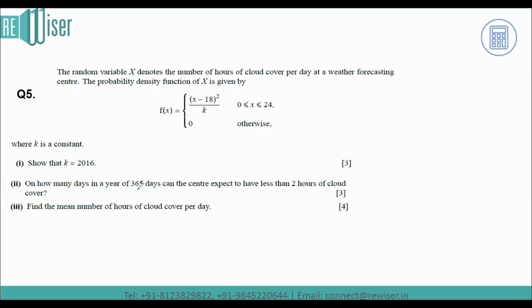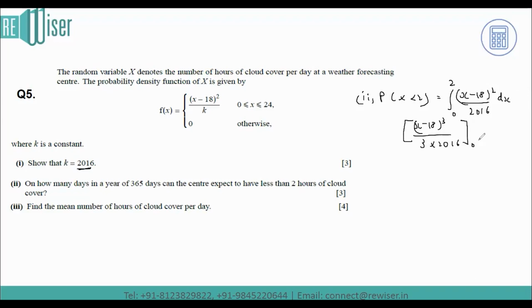It says, on how many days in a year of 365 days can we expect to have less than 2 hours of cloud cover. That means to answer this question, we have to find the probability of x less than 2. To get the probability of x less than 2, we have to integrate the function from 0 to 2, (x minus 18) whole square, and the value of k we found in the first part is 2016. If we integrate this, we get a form like (x minus 18) whole cube by 3 into 2016, ranging from 0 to 2.